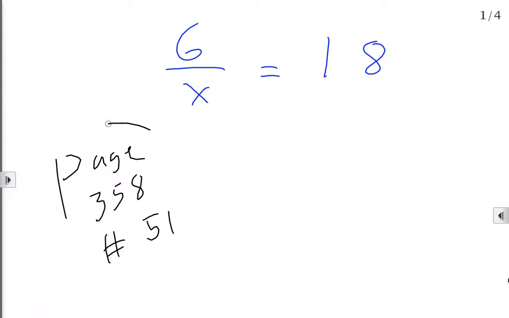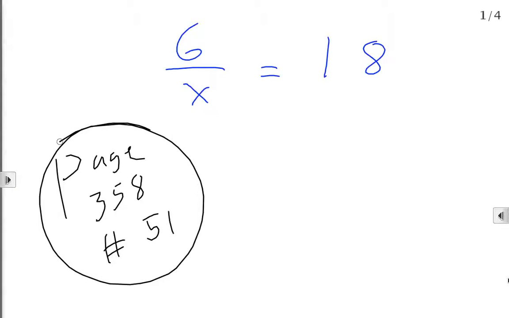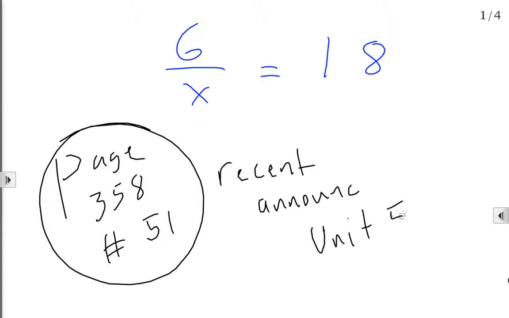By the way, the textbook is on the class website under recent announcements. You may have to look for it. It's probably like 8 or 9 postings down, but it's on there somewhere. It's the most recent PDF, Unit 5, Book 2. All right, you can find it.